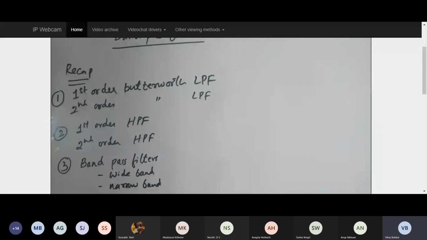And in the subsequent class, we are going to look into the last category of filter, which is nothing but the band reject filter. So altogether in your syllabus, there are 4 categories of filters. And in each category, you could find two sections. The low pass filter and high pass filter had first order and second order, making it 4 combinations. In the band pass and band reject, you will again have 2 categories, that is wide and narrow band. So altogether there will be 8 filters.